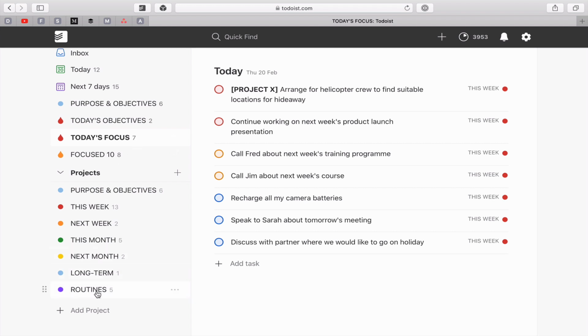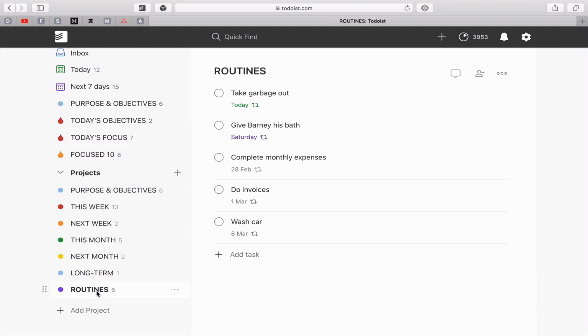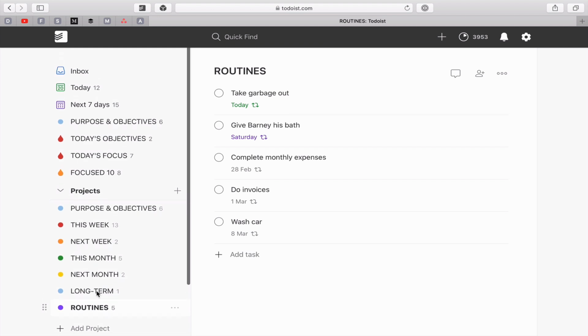Also coming in here are my routines. These are feeding in every single day. These are the things that don't move my life further forward. I don't want to be worrying about them. I don't want to be thinking about them. I only need to see them when they need to be done. So things like take the garbage out, give my dog his bath, complete my monthly expenses, do my invoices, and wash the car. These things are not going to take my life forward. I just need to know when they're due, so I don't have to try and remember that sort of thing. It'll just come up in my daily view when they need to be done.